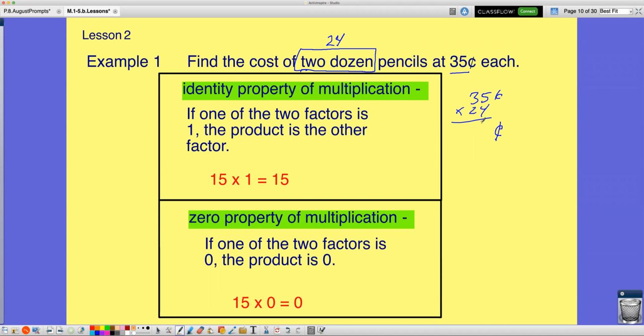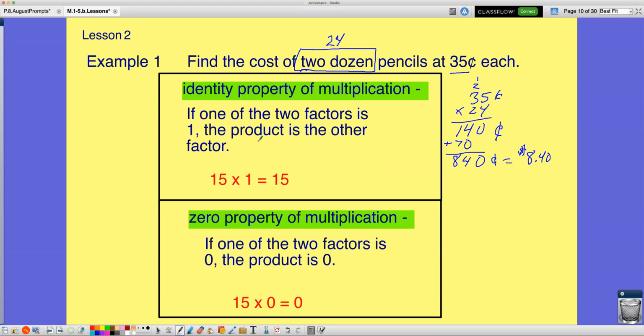So first of all, I've got 5 times 4 is 20. This would be 12 plus 2, which would be 14. This is 10. So I'm going to put the 0 right below that 2. Carry the 1 up here. 2 times 3 is 6, plus 1 is 7. And I have to add those up. I get 0, 4, 8. So 840 cents is how much it is, which is the same as $8.40. That's 840 pennies, the same as $8.40.